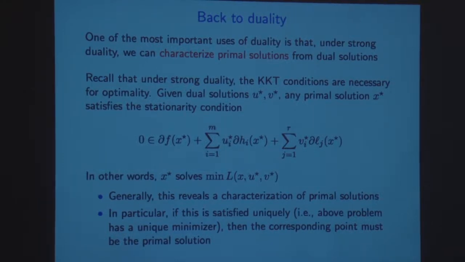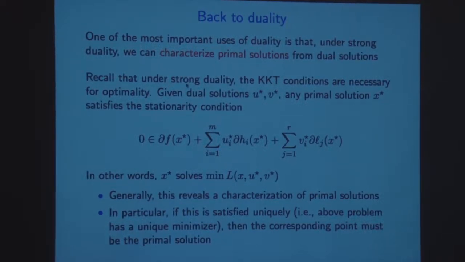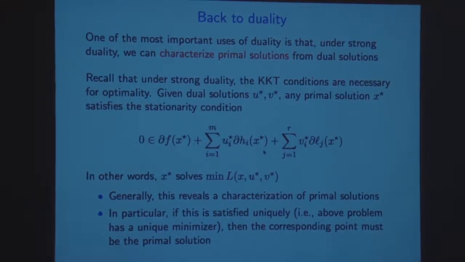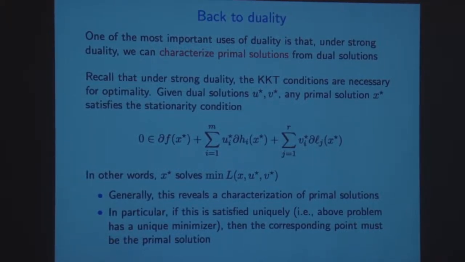And the logic is very simple. Let's suppose that we have strong duality, right? So we have our favorite convex problem that's strictly feasible. Then we know that KKT conditions are necessary and sufficient for optimality. So if you give me a dual solution that you computed because you constructed the dual problem and you solved it, then any primal solution must satisfy the stationarity condition. If I write down the stationarity condition and I solve for it in terms of x, that is an expression for x in terms of the dual variables. So that's a determination of the primal solution as a function of the dual variables.